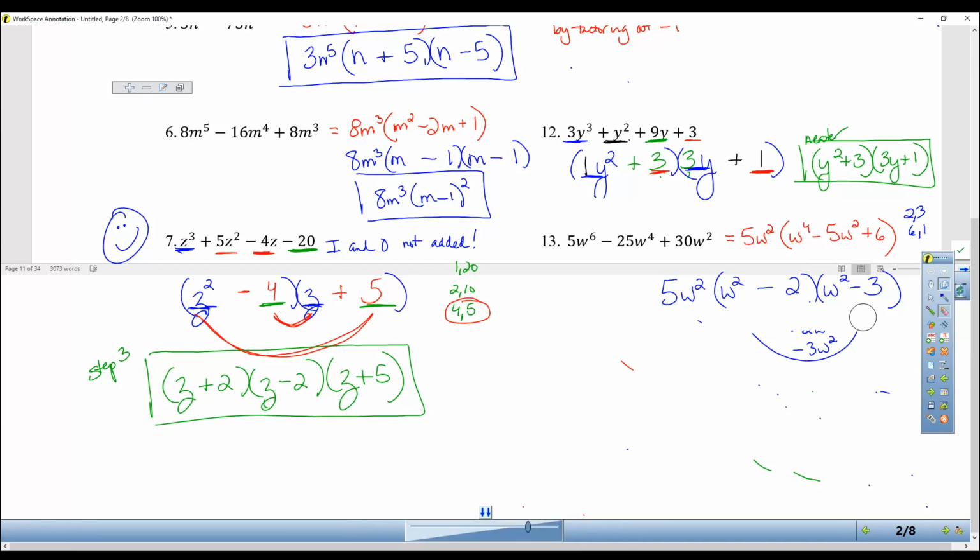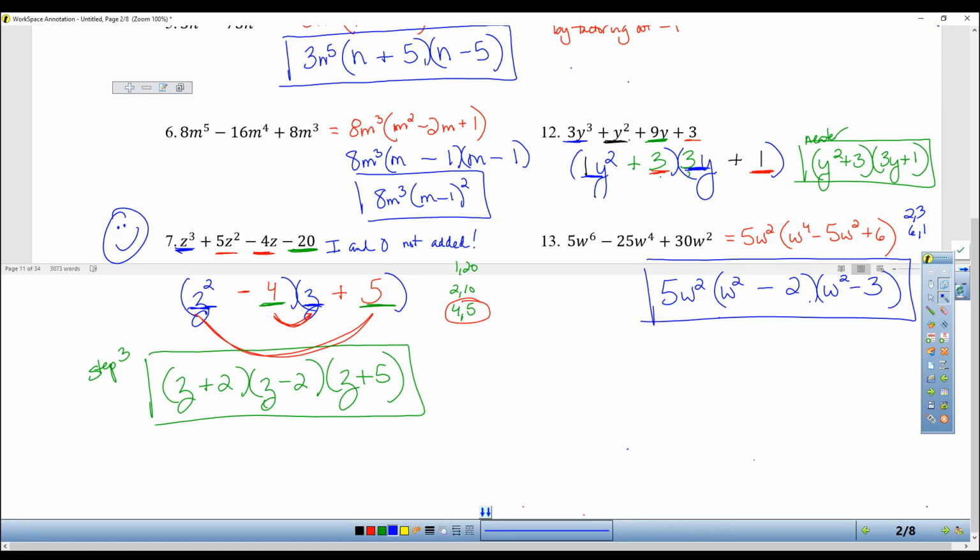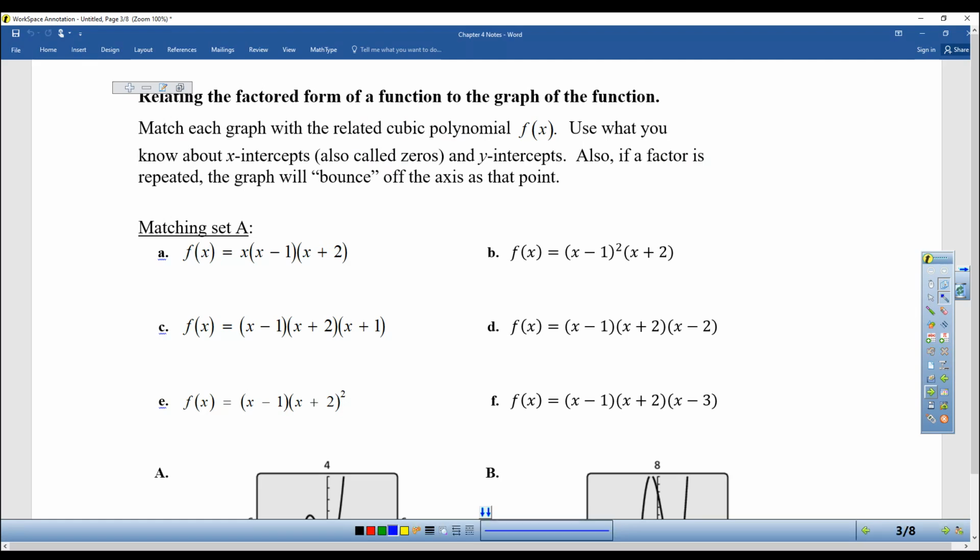Now, they're not linear. I still have a w squared, so you should be asking yourself, can I break that down further? But the 2 is not a perfect square, so I can't break it down evenly and make my inners and my outers cancel. Same with the 3. So I am done at this stage. So that's our last example of factoring, but you have plenty of homework to practice it on. And again, this skill is huge.